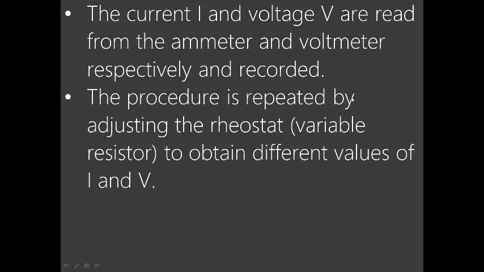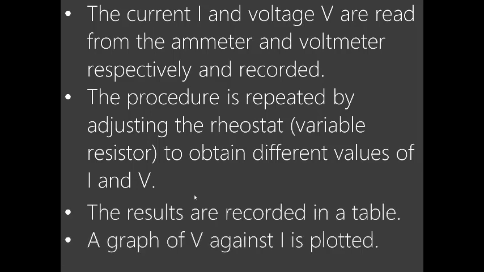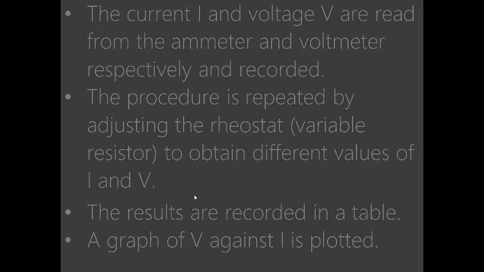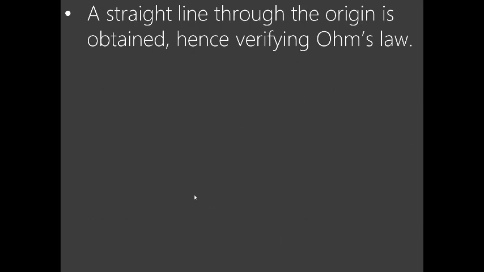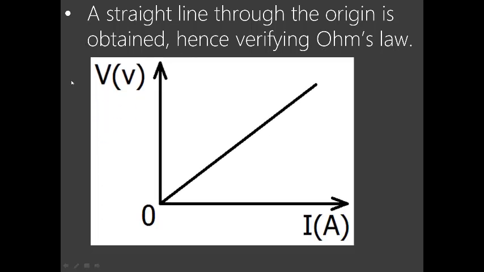Now the procedure is repeated by adjusting the rheostat, which is a variable resistor, to obtain different values of I and V. All you need are the values of I and V. Then record your results in a suitable table and plot a graph of V against I. A straight line through the origin is obtained, hence verifying Ohm's law. Once we obtain a straight line through the origin, it means that I is directly proportional to V.